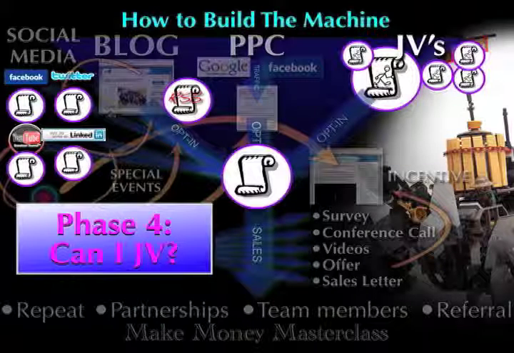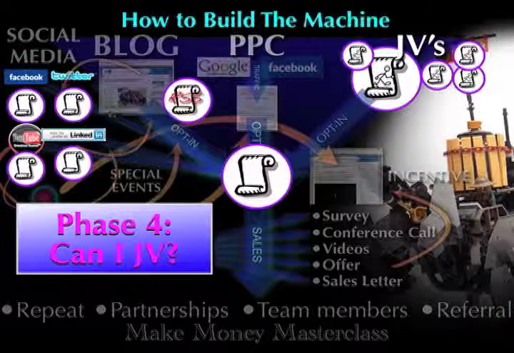Phase 4, the question is, can I JV? Can I get partners? By this time, hopefully you've got 400 or 500 in your list, if not more. 1,000 is really helpful. But when you've got a decent list, half a thousand, 500 or 1,000 people on your list, then you should be in a position to start pursuing JVs. So the question in phase 4 is, can I JV?